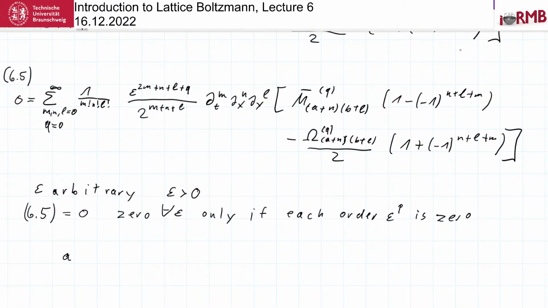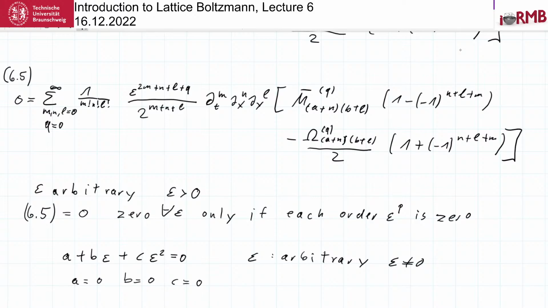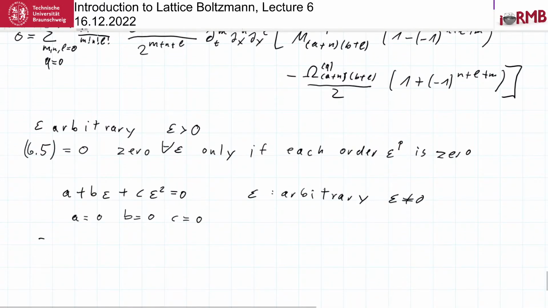You have an equation a plus b epsilon plus c epsilon square is equal to 0, and epsilon is arbitrary, but it's not 0. Then this can only be 0 if a is equal to 0, b is equal to 0, and c is equal to 0, right? So that's clear. And this is called equating coefficients.